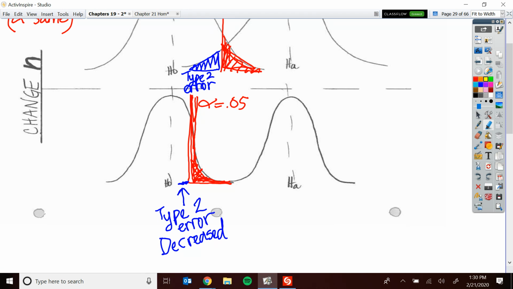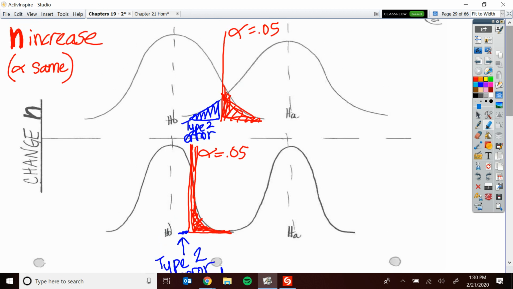Alpha stayed the same. So what did the probability of a type 1 error do? The probability of a type 1 error stayed the same because I kept alpha the same. Okay, now what do we put in here? Power. So highlight your power.